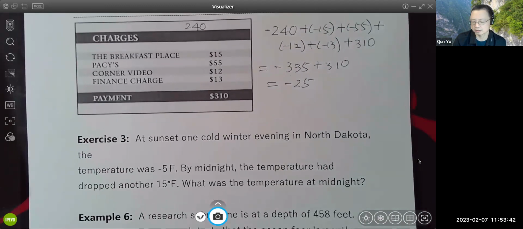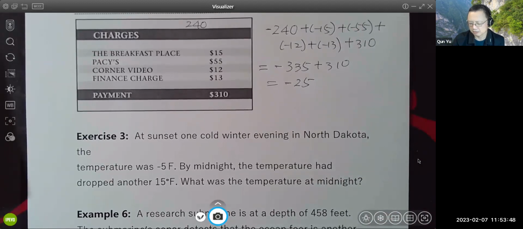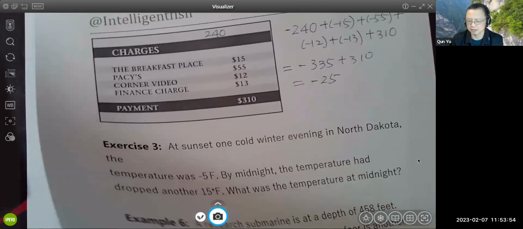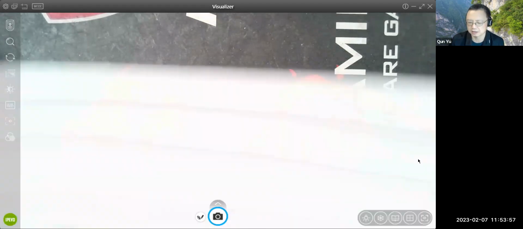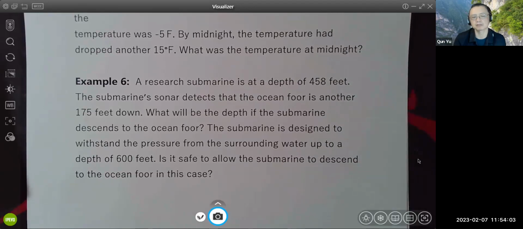Now, your third exercise, which is also an application problem. We have another one, an application problem involving the addition of integers, and this is our last example for today's video. Let's read this information. By the way, when you solve application problems, it is super important that you read the description carefully and understand the information before you jump to the calculation. The higher you go, the more important to fully understand the information.